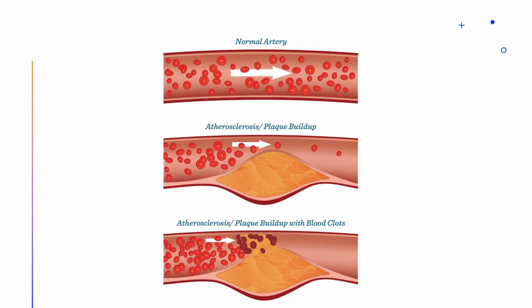Here I have a picture of a normal artery compared to a buildup of plaque versus an artery that is blocked with fat. The first artery is a normal artery with normal blood flow. The second one shows what plaque buildup looks like in the arterial walls. And the third one is what it looks like when we start forming blood clots due to that fat blocking the artery.